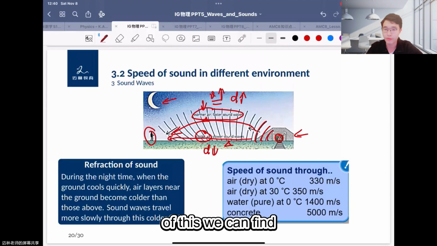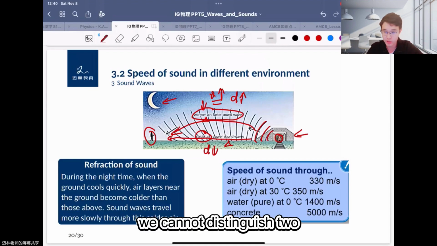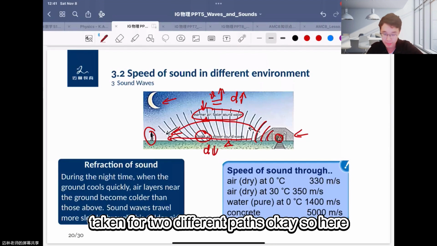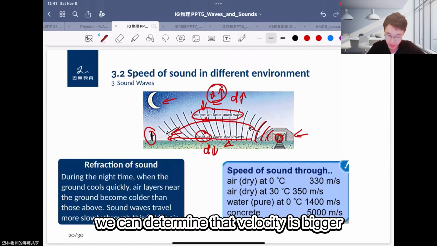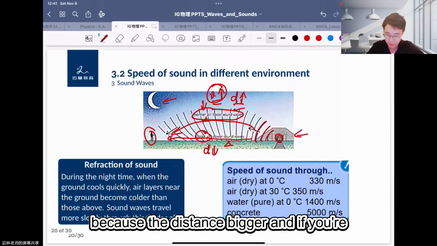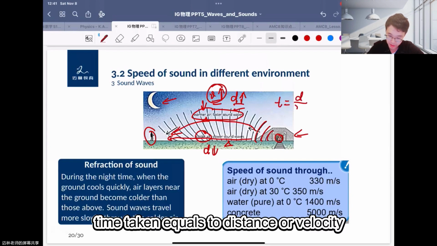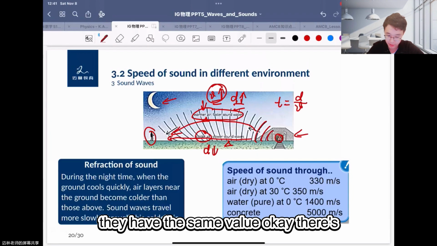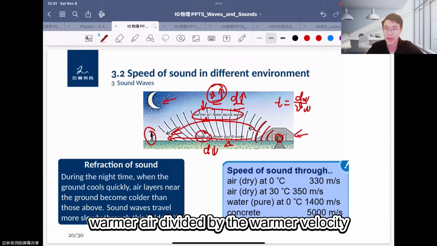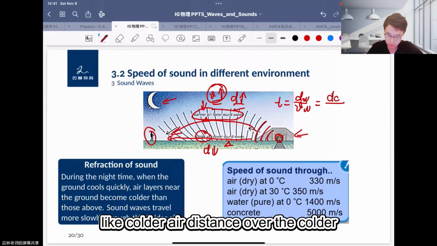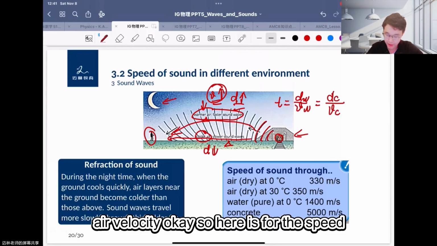So because of this, we can find we cannot distinguish two echoes. That means they have the same time taken for two different paths. Okay. So here we can determine that velocity is bigger because the distance is bigger. And if you use time taken equals distance over velocity, they have the same value. Okay. The warmer air distance divided by the warmer velocity equals the colder air distance over the colder air velocity. Okay, so here is for the speed of the sound.